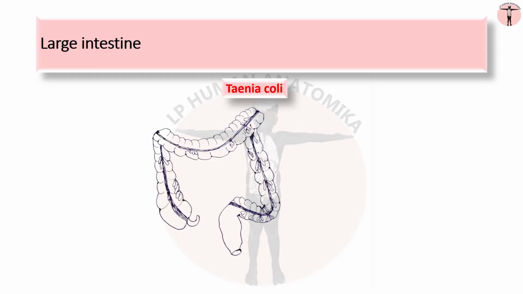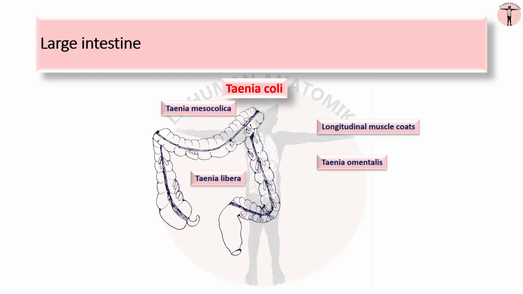Taenia coli are three ribbon-like bands formed by the aggregations of longitudinal muscle coats. Three bands are named as taenia libera, taenia mesocolica, and taenia omentalis. Taenia libera is present on the anterior surface of colon except transverse colon. Taenia mesocolica is present on the posteromedial surface of colon except transverse colon. Taenia omentalis is present on posterolateral surface except transverse colon.